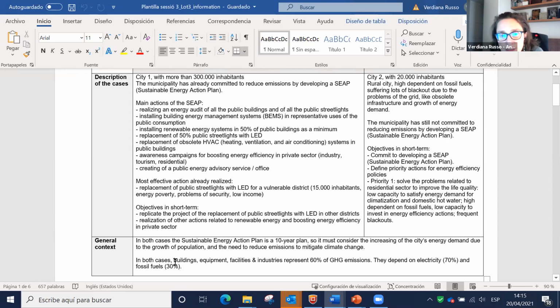In both cases, City 1 and City 2, all the buildings, equipment, facilities, and industries are the ones that represent the highest part of greenhouse gas emissions, the 60%, and these sectors depend for 70% on electricity and for 30% on fossil fuels.